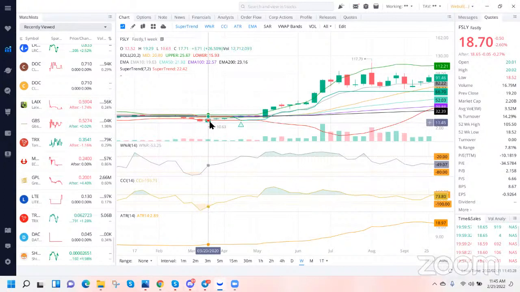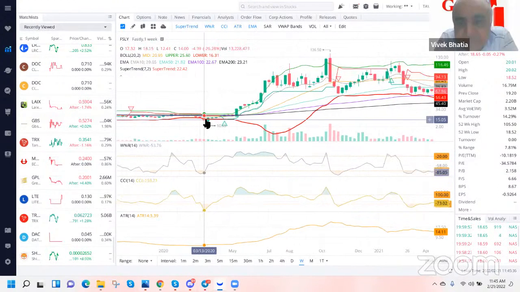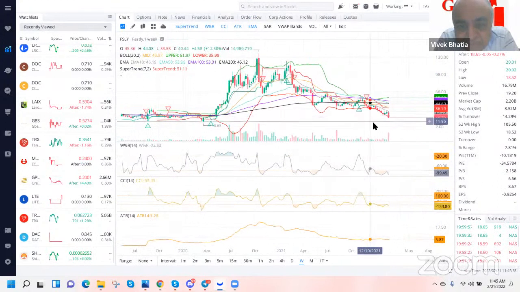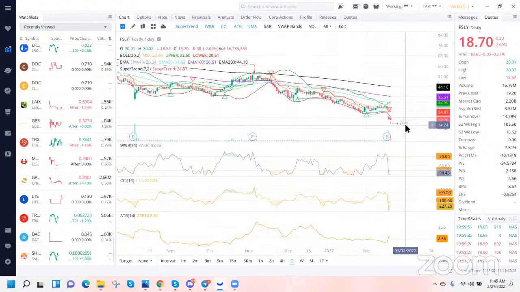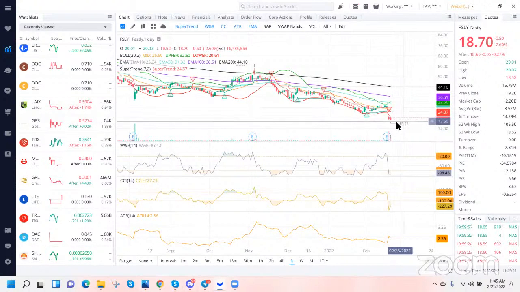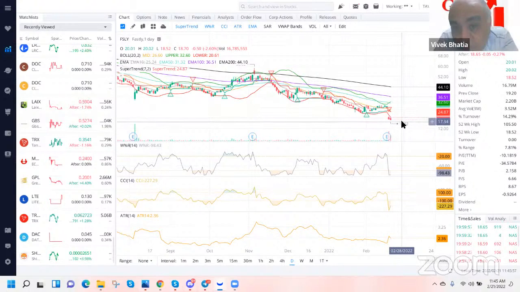And the next buy would be at 13.25. So for FSLY, you can watch in the next session. And if it reverses close to 18, you could enter with a stop loss a few cents under $16.